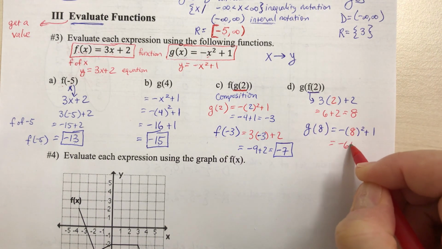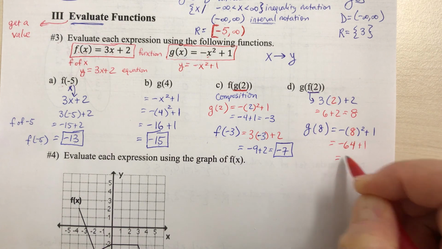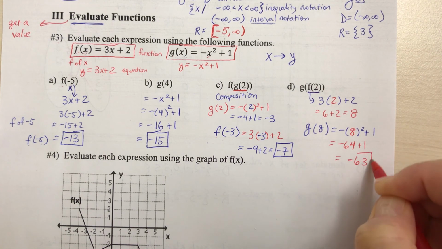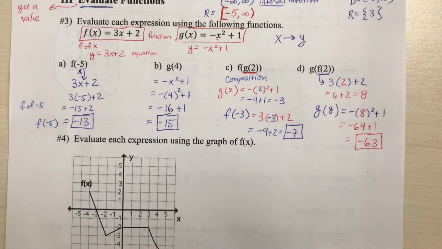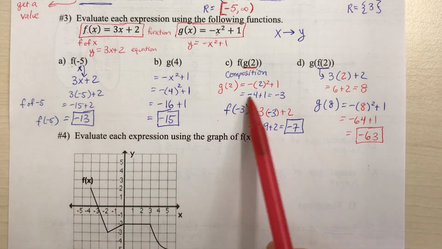That's the opposite of 64. 8 times 8 plus 1. And we get negative 63. So we're just doing a lot of computation here.